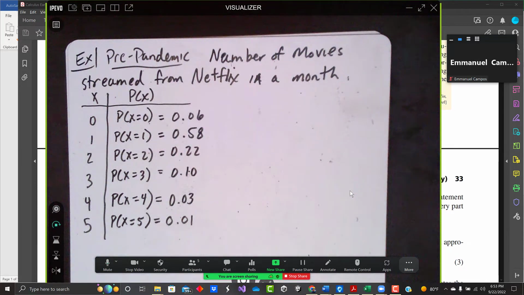I'm curious to see if they have the information available for what it is now. The pandemic kept a lot of people home. People wanted to be entertained, so they started watching Netflix, Hulu, Disney Plus, stuff like that. I'll give you a second to write those down before we continue.